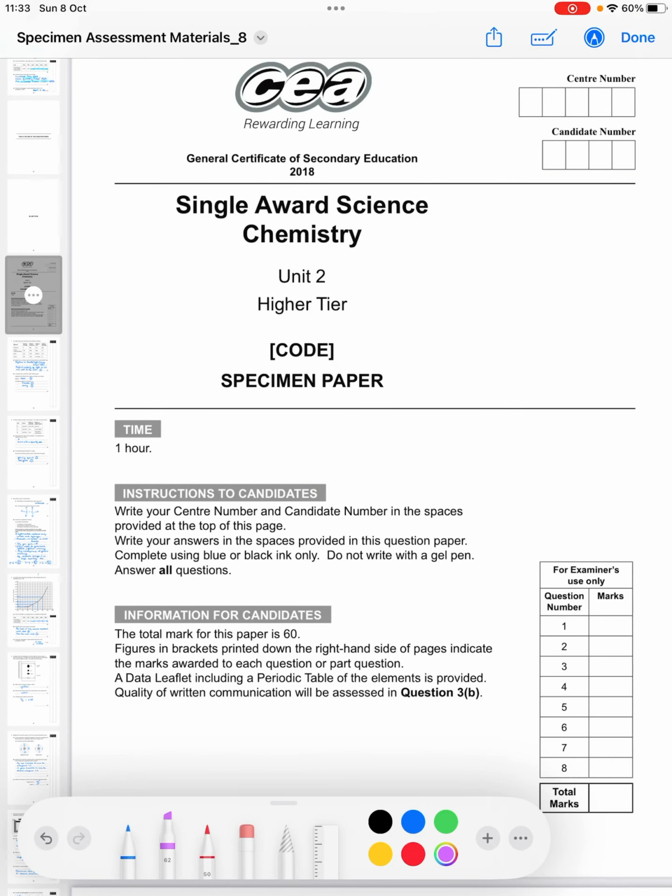Hi, in this video I'm going to be going through the Single Award Science Chemistry paper, and this time I'm doing the higher tier questions. I've already done the foundation tier, so if you're sitting foundation tier you might want to have a look at that paper instead, or as well as this one. So the time for this paper is 1 hour and it's 60 marks, and this was the specimen paper provided by CCEA when they changed the specification.